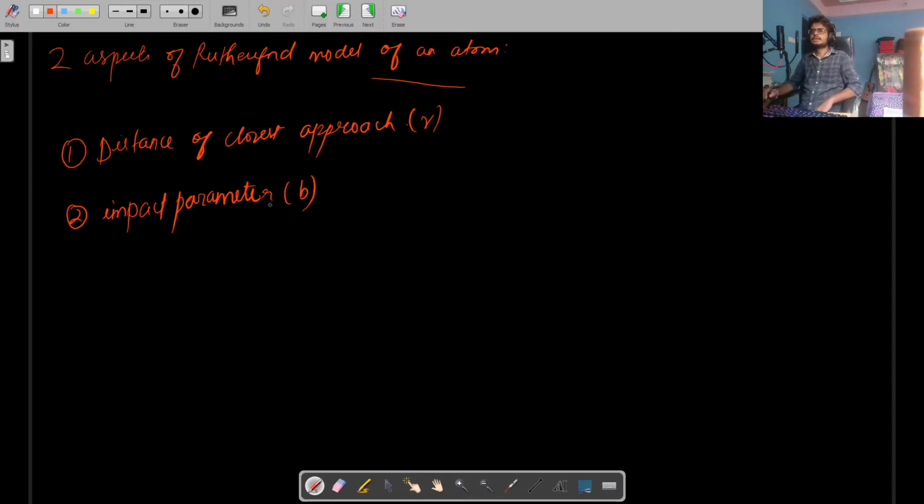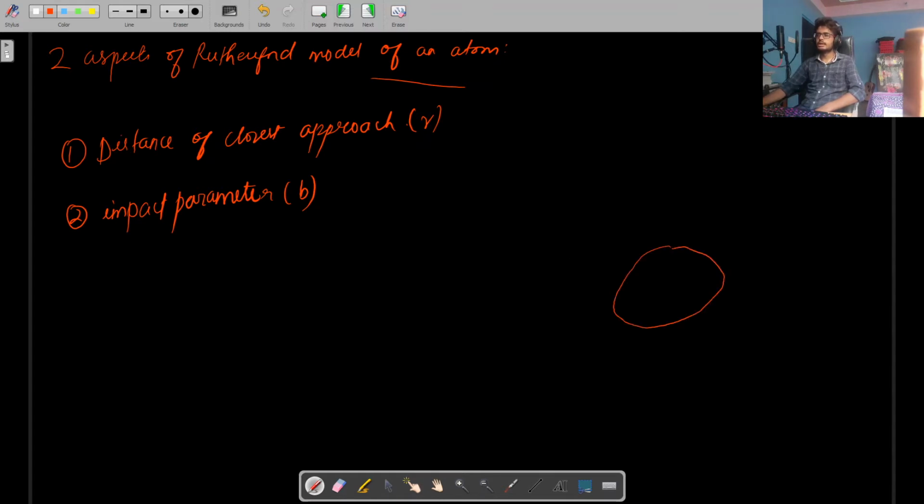So distance of closest approach, what does it mean? It means how close can the doubly charged, doubly ionized helium or the alpha particle come to the foil. It may be a gold foil, it may be a silver foil, we don't care about that. We just care about how close can that doubly ionized helium come to the atom of the foil. It will come to a certain distance because this is the bigger nucleus.